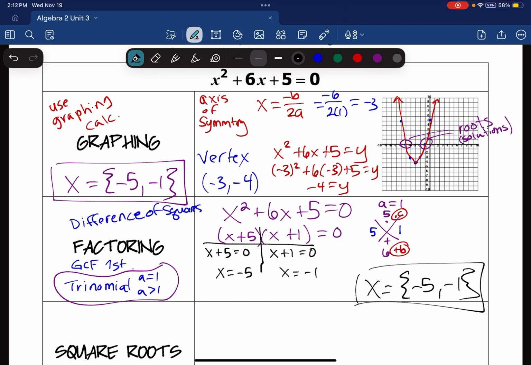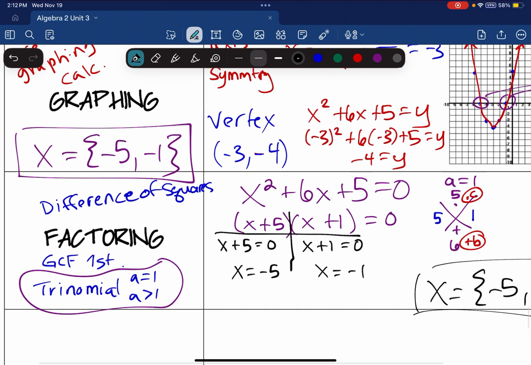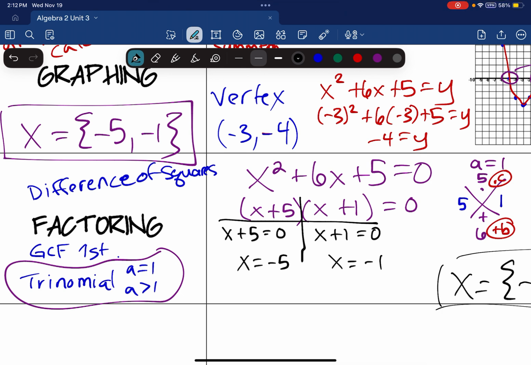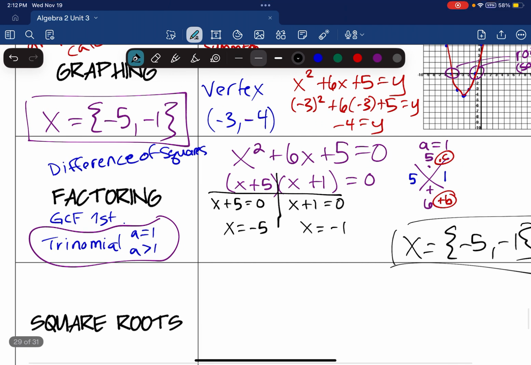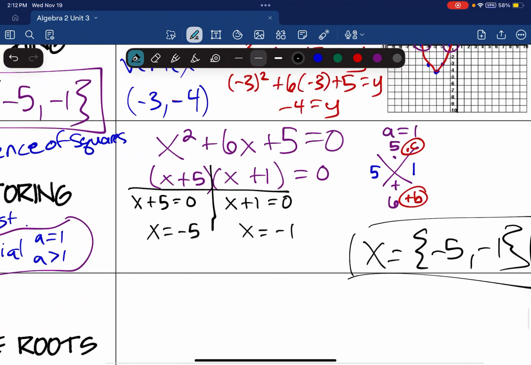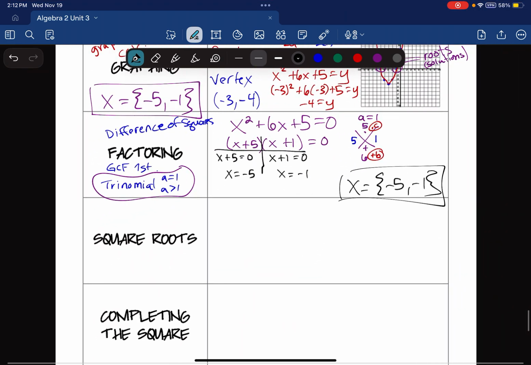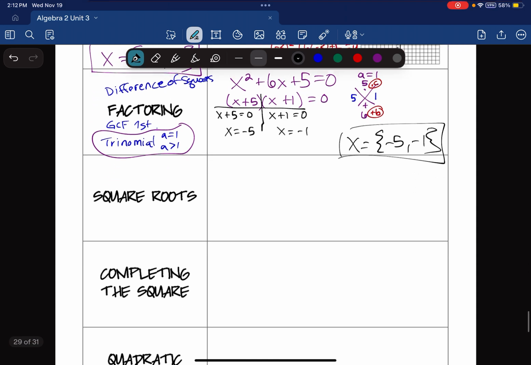So factoring requires you to make sure that you understand where to start, whether it's a binomial and I'm doing difference of squares or greatest common factor, or it's a trinomial that I am factoring by what multiplies to be c and adds to be b. Okay, so that was the graphing method and the factoring method.